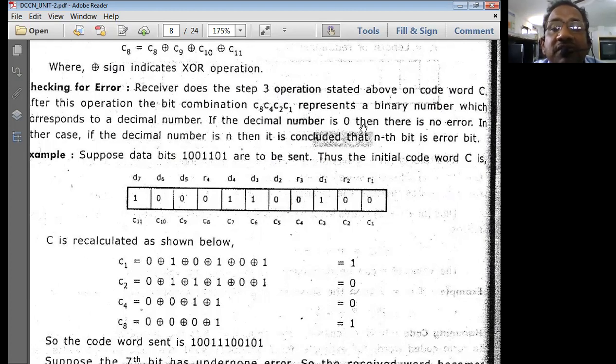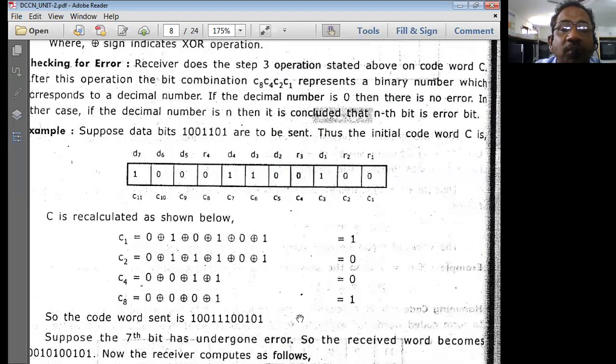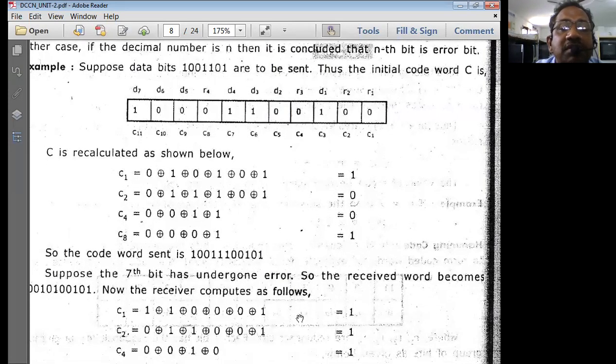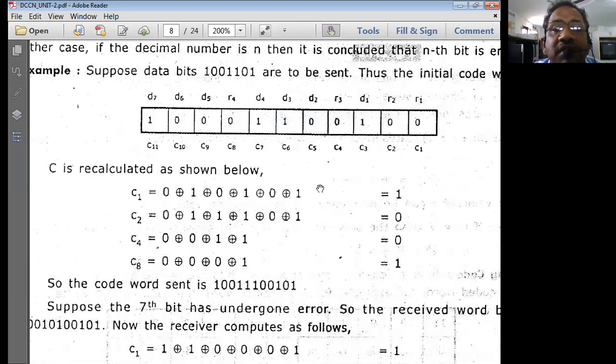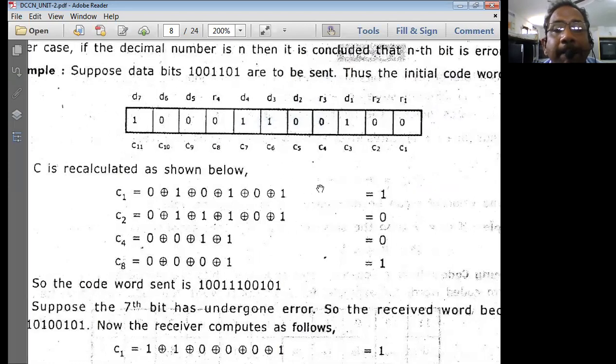If the decimal number is 0, then the receiver understands that there is no error. If the decimal number is some other number, say n, for example if n is equal to 4, then it is concluded that the fourth bit is the error bit. We'll understand that by going with a problem. This is a very interesting problem because it will be asked in the exam many times, so you should compulsorily go through this problem.